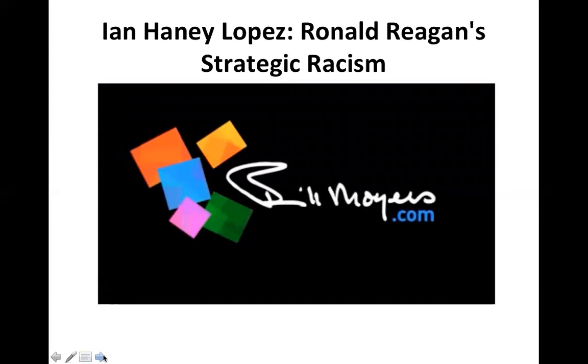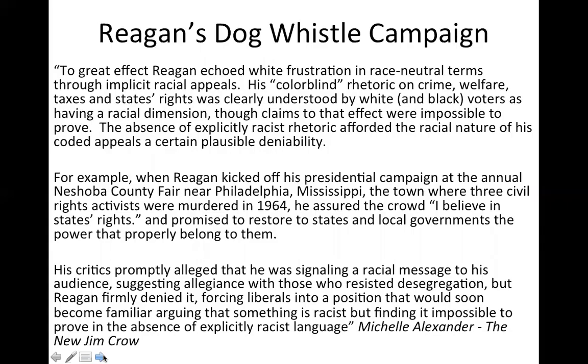All right. Then we'll read a couple more quotes about Reagan's dog whistle campaign. This comes from Michelle Alexander, from The New Jim Crow, a really fantastic book about the rise of mass incarceration.